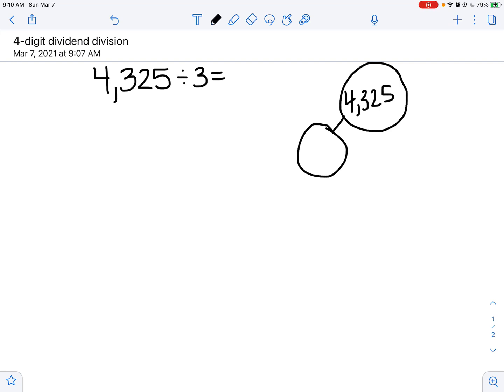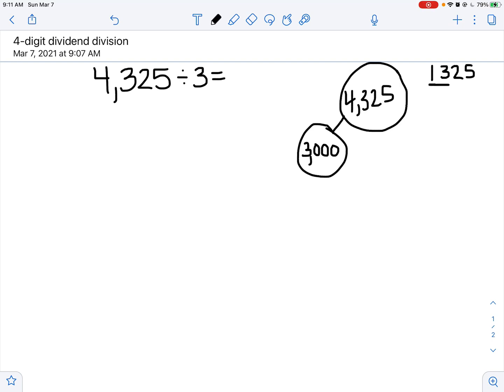So the first thing that comes to mind, since we're in the thousands, I'm going to go as big as I can into the thousands. And since I'm dividing by 3, I'm going to go with 3,000. I know I can do that because if I divide by 3, it's going to give me 1,000. Now I have 1,325 left, and sometimes I like to put it up on the side or in the corner to keep track.